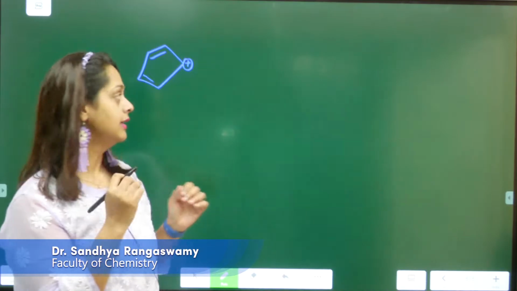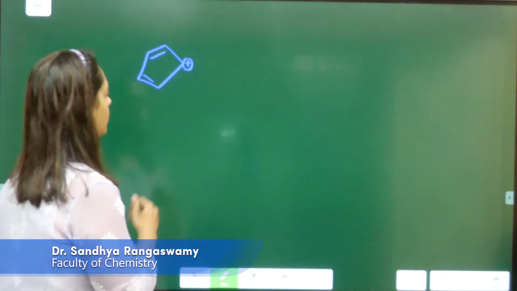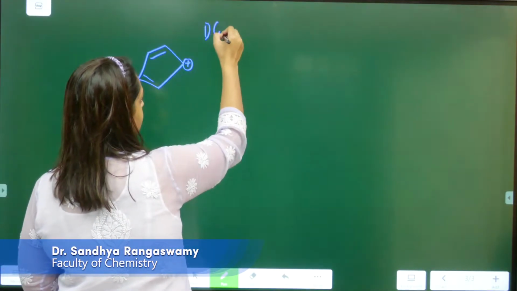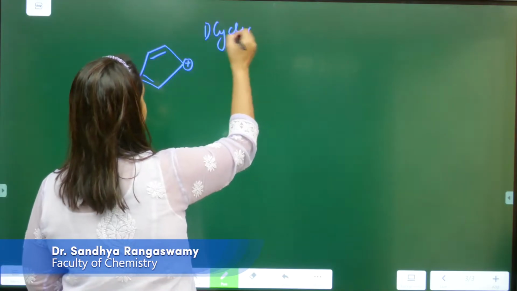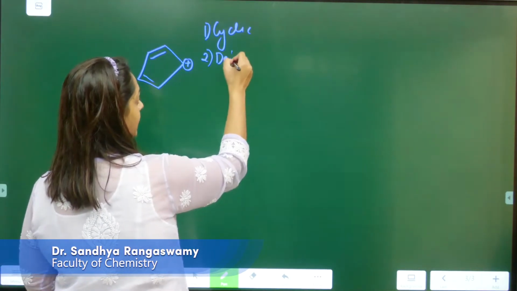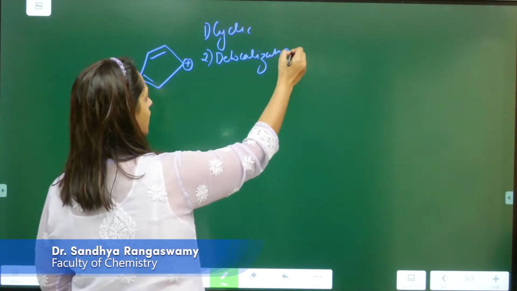I have been given this molecule. So when I see the molecule, what do I see first? Does it have a cyclic structure? Yes, I can see it has a cyclic structure. Does it have delocalization? Let's see whether it has delocalization or not.